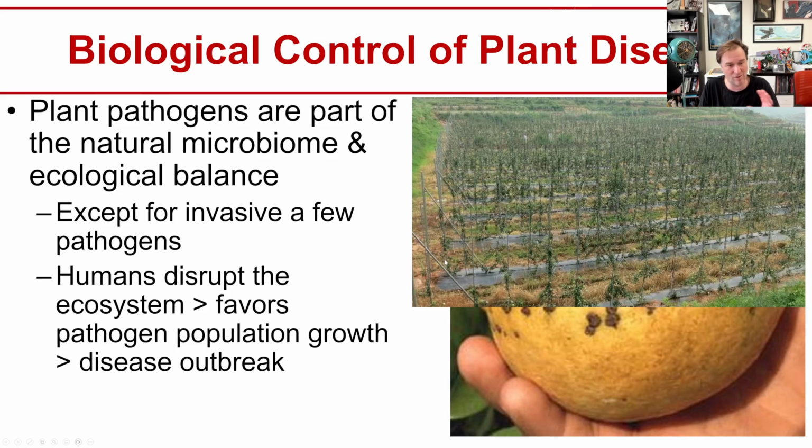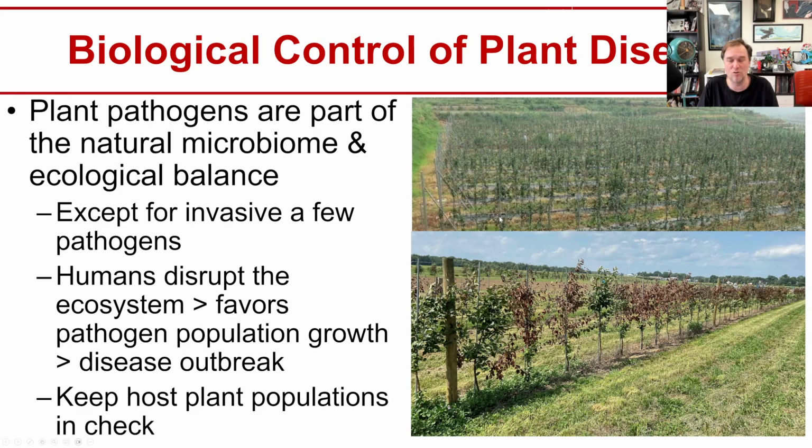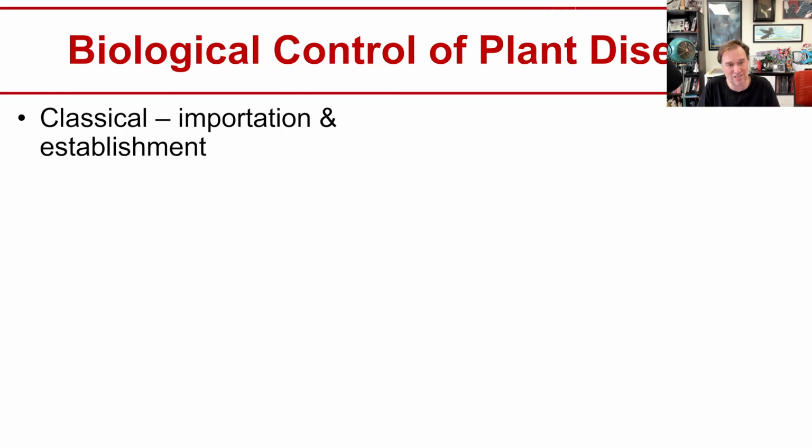So we disrupt the ecosystem by growing food crops, and this favors pathogen population outbreaks, which leads to what we believe is a disease and a problem, but it's really there to keep host plant populations in check, such as this beautiful fire blight. I cleared out some area and planted some apples, and fire blight is like, hey, hold on now, you're out of control with the natural order. Let's whack this back into line, if you will. Keep it in check.